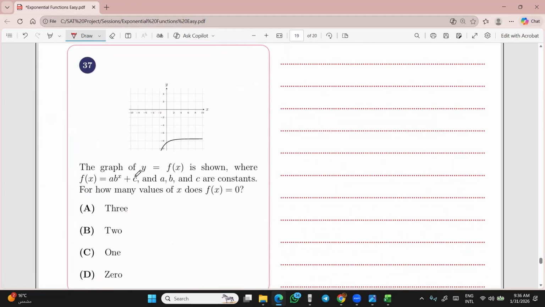37. The question says the graph of y equals f of x is shown, where f of x is equal to a b to the power of x plus c. A, b, and c are constants. For how many values of x does f of x equal 0? Guys, f of x equal to 0 means the x-intercept. F of x equals 0 is this line right here.